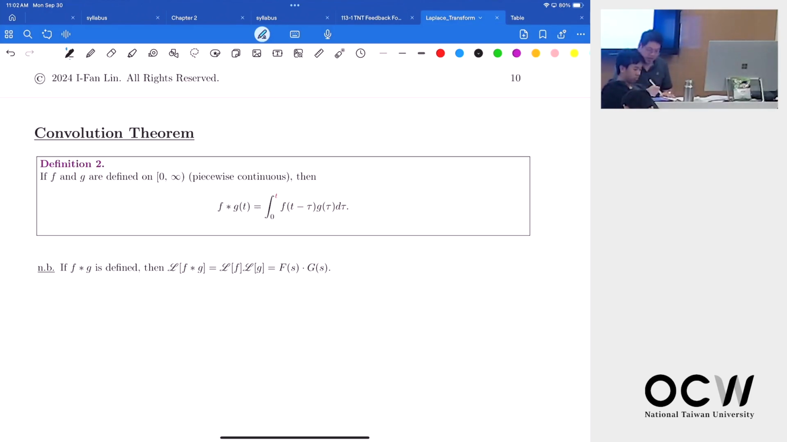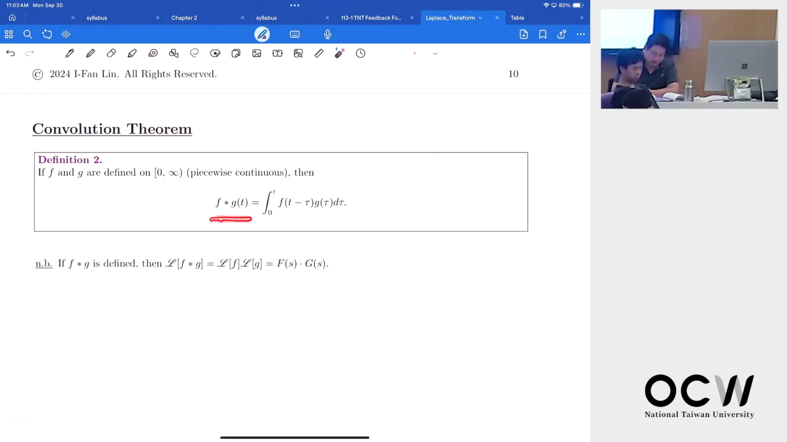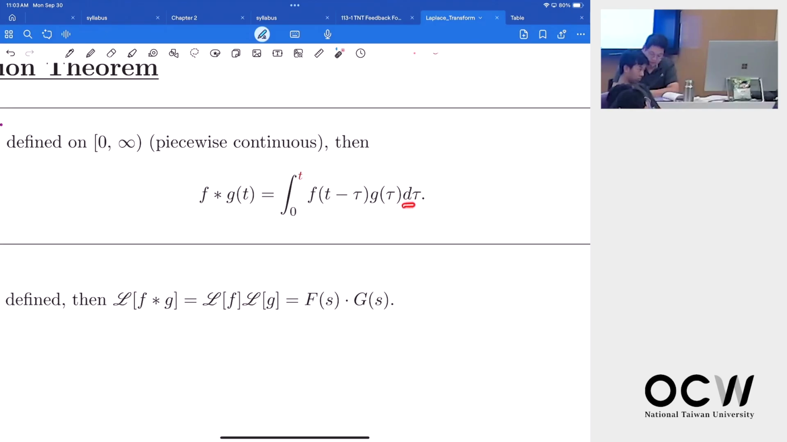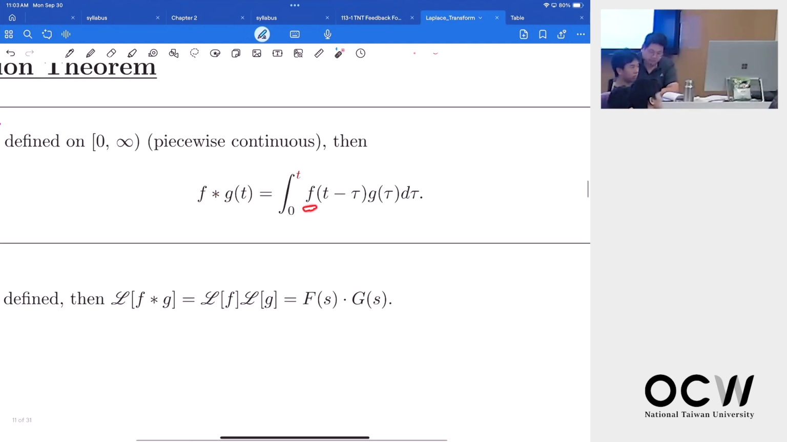But you will see why it is useful. By the definition, what is the convolution? We say f convolves g. This is the definition: an integration from 0 to t. Remember, for this integration, we do d tau rather than dt. So we keep the g function, and for the f function, we flip and shift by t.